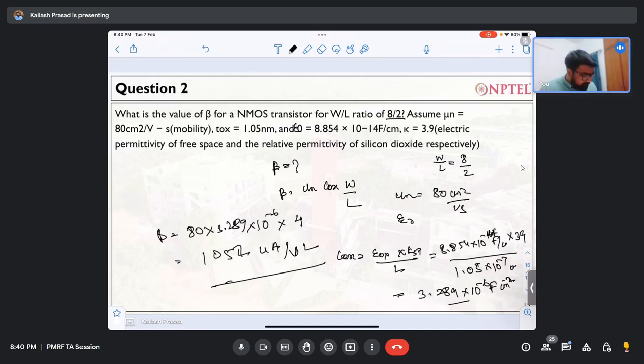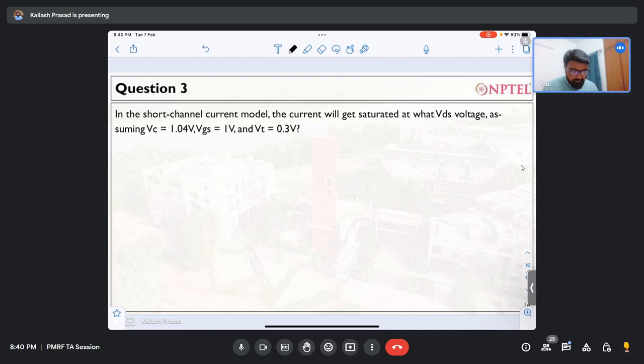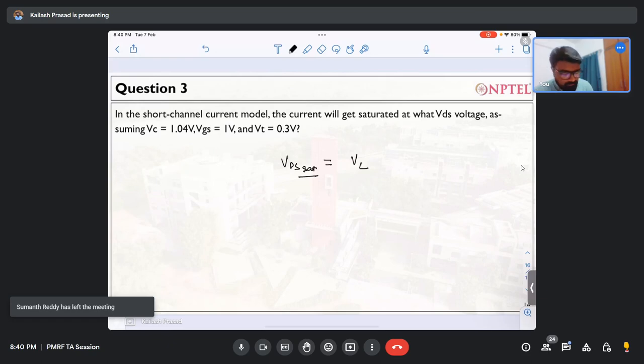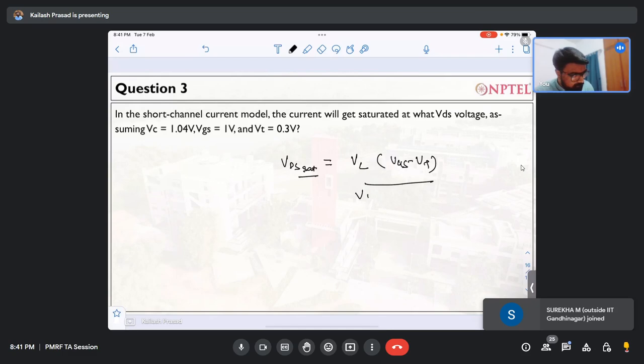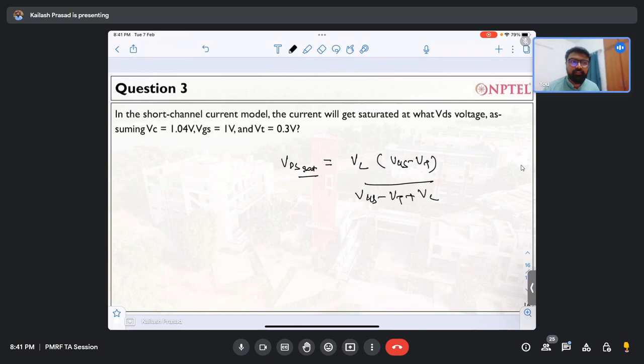Okay, this was very easy. Now, this is another question, and I think this is also very easy because the formula has already been given in the class. So I will just use the formula and try to answer this. This is VDS saturation, you have to find out. The formula is VC into VGS minus VT multiplied by VGS minus VT plus VC, I think. Everybody agrees with this formula.